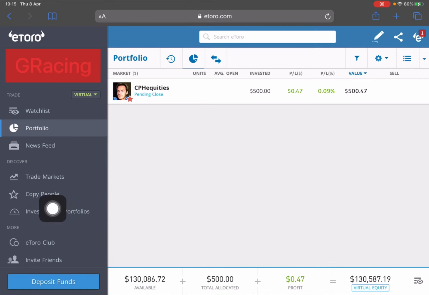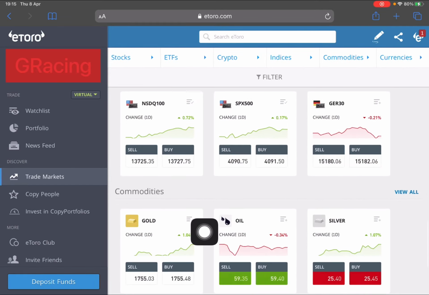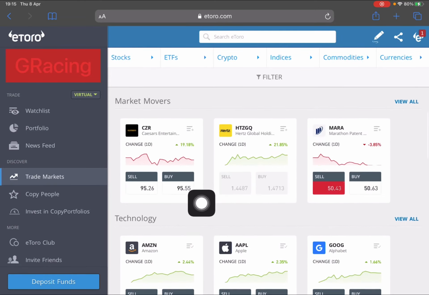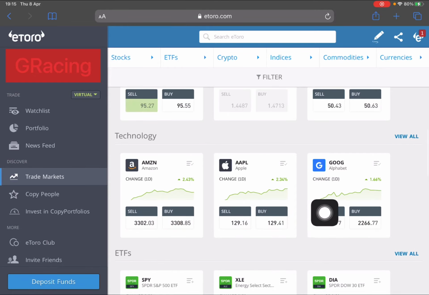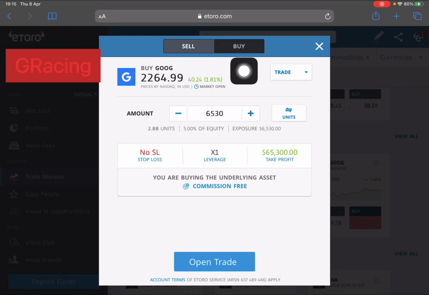So say for example, you want to trade normal stocks like, let's find here. Silver. Google. Okay, let's buy Google. Sell, buy, you already know this, right? But take a look at this X1 leverage. Okay, no stop loss and there is take profit. Please study this one carefully.